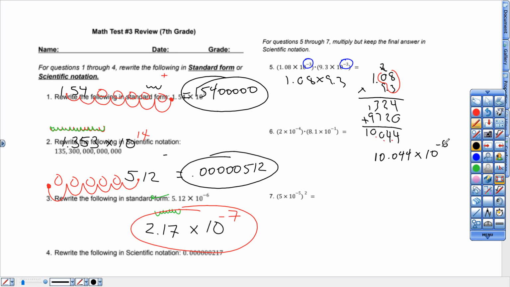But here's the trick. This is a hard problem, girl. Is this scientific notation? No. You would need the decimal right here to make that answer technically scientific notation. Oh yeah, that's not. I don't know.